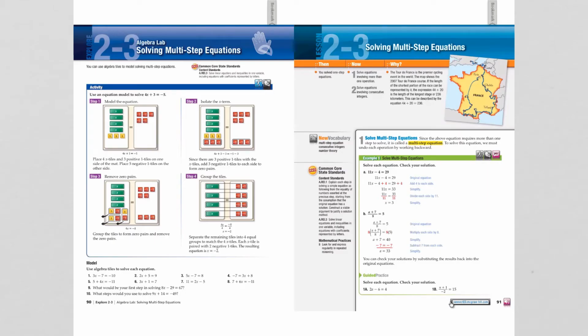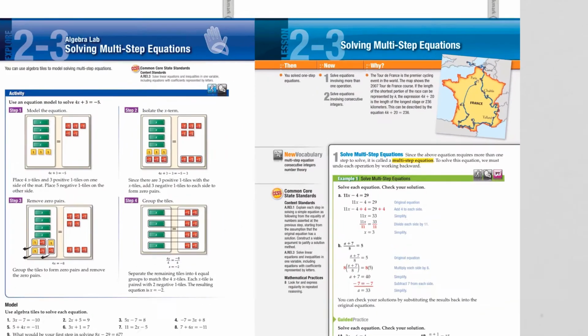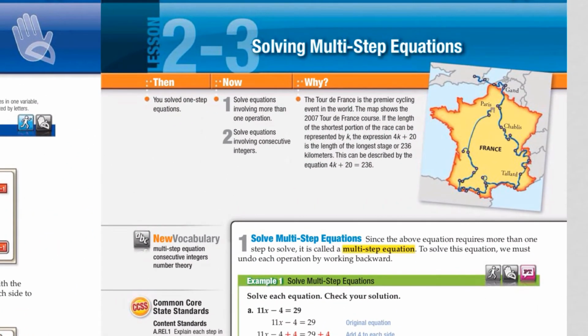Alright? Now, let's take a look at 2-3. In the past, like I said, we solved one-step equations. Fantastic. Now, though, we're going to solve equations involving more than one operation, meaning more than one step, more than just adding and subtracting or multiplying and dividing. Also, we're going to solve equations involving consecutive integers. Ooh, that's something different, and we'll go over that.